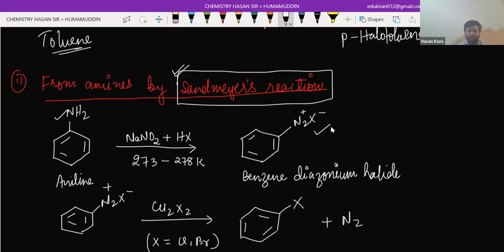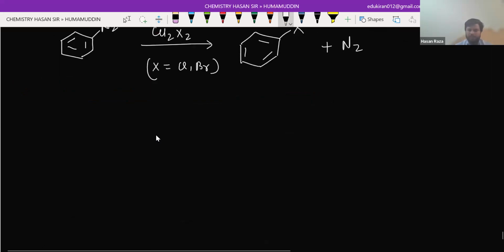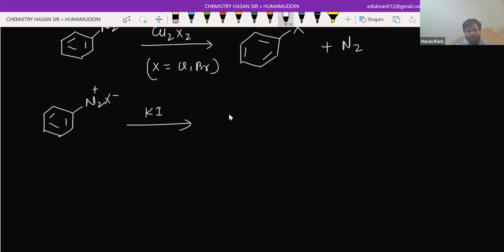Okay. Now see, if you want to prepare iodobenzene, it's very simple. What you need to do is take this benzene diazonium halide and treat it with potassium iodide, and you will be getting iodobenzene. You just need to do this.